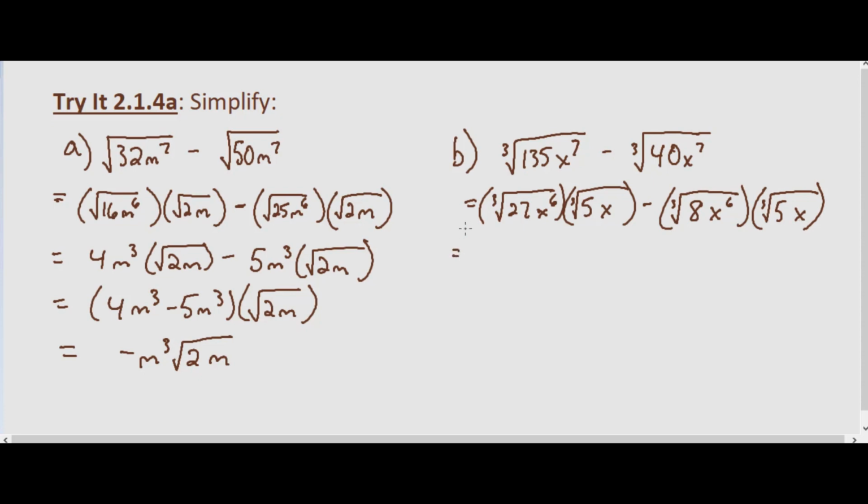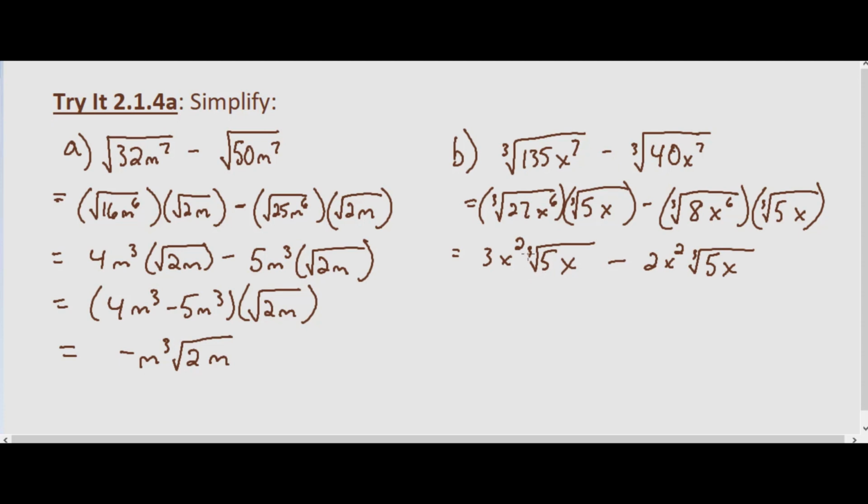Now we simplify what we factored out, or what we separated from each radical. The cube root of 27 is 3. The cube root of x to the 6th is x squared. We're left with the cube root of 5x minus the cube root of 8 is 2. The cube root of x to the 6th is, again, x squared. And we still have the cube root of 5x.